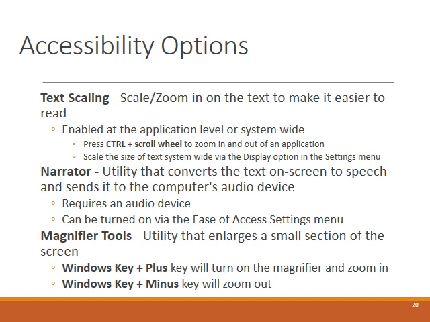And then finally, we have the magnifier. The magnifier can be used in conjunction with text scaling, or it can be used by itself. It's basically a utility that just enlarges a small section of the screen. After you've enabled the magnifier, you can press the Windows key and the plus key to turn the magnifier on and then zoom in, or you can press the Windows key and the minus key to zoom out.